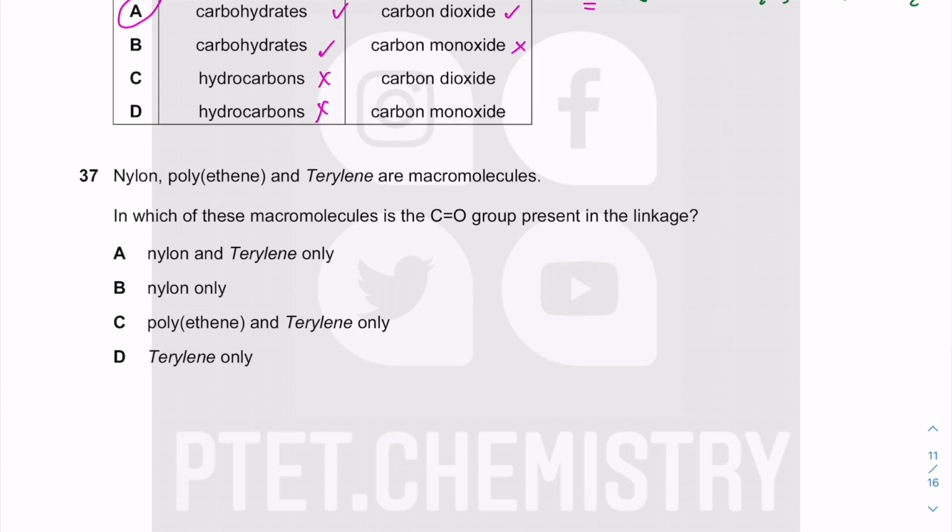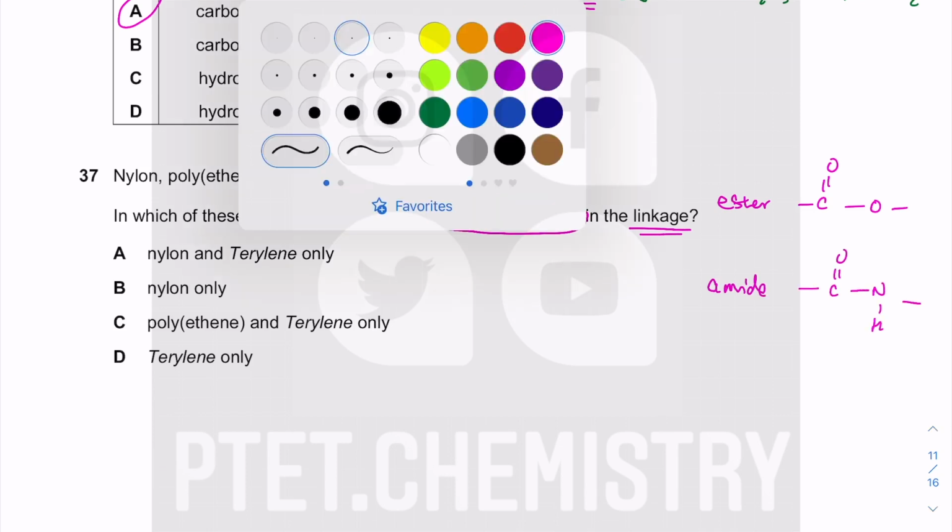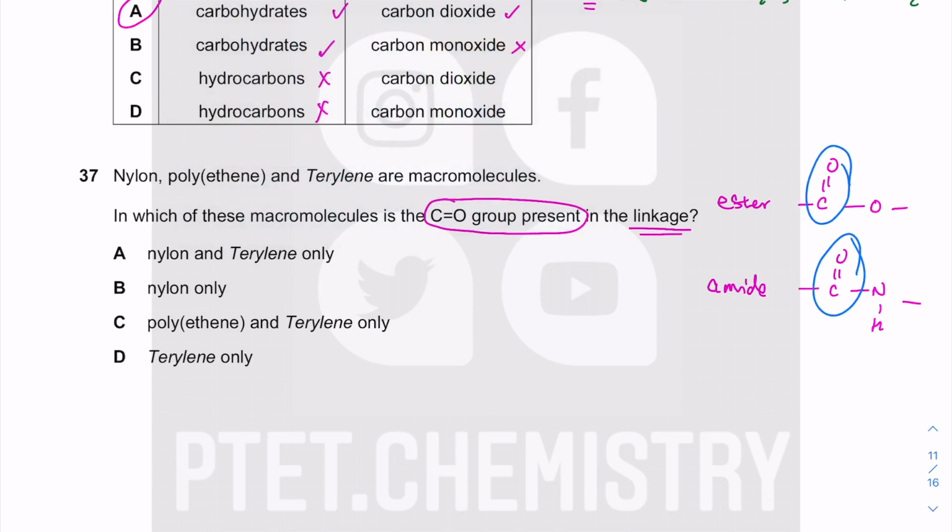37. So you're looking for the CO group being present in the linkage. When you have an ester, you have C double bond O. When you have an amide, you have C double bond O and H. They are looking specifically for the C double bond O. So we know this name, nylon. So there is what we associate as polyamide, and then this is an addition polymer.